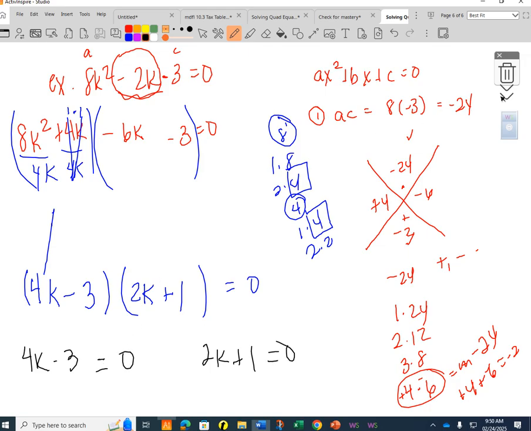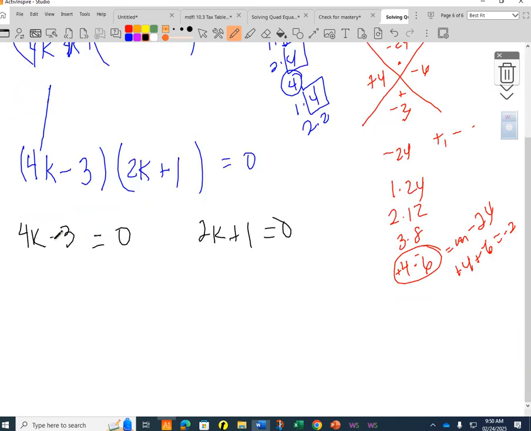Remember, quadratic equations can have decimal or fraction answers. That form doesn't matter. This is a 2-step equation. 4 times k minus 3. We undo the minus first by adding 3 to both sides. So 4 times k equals 3. We undo the multiplying by dividing. And our first solution is 3/4.